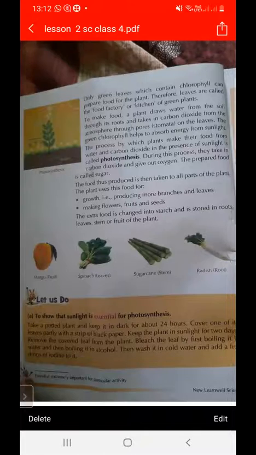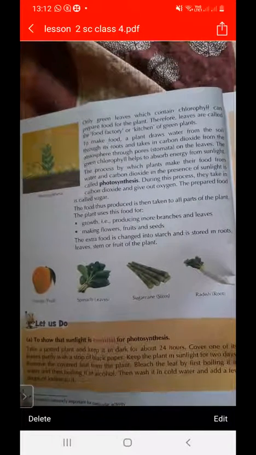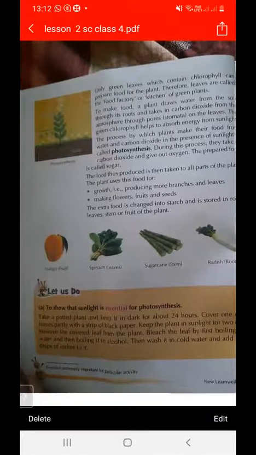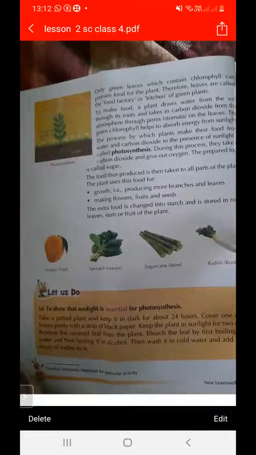As we know, what do we mean by photosynthesis? When plants make their food with the help of water and carbon dioxide in the presence of sunlight. Photosynthesis is carried out in the presence of sunlight. Without sunlight, photosynthesis doesn't occur. So we will prove in activity one that sunlight is very essential for photosynthesis.